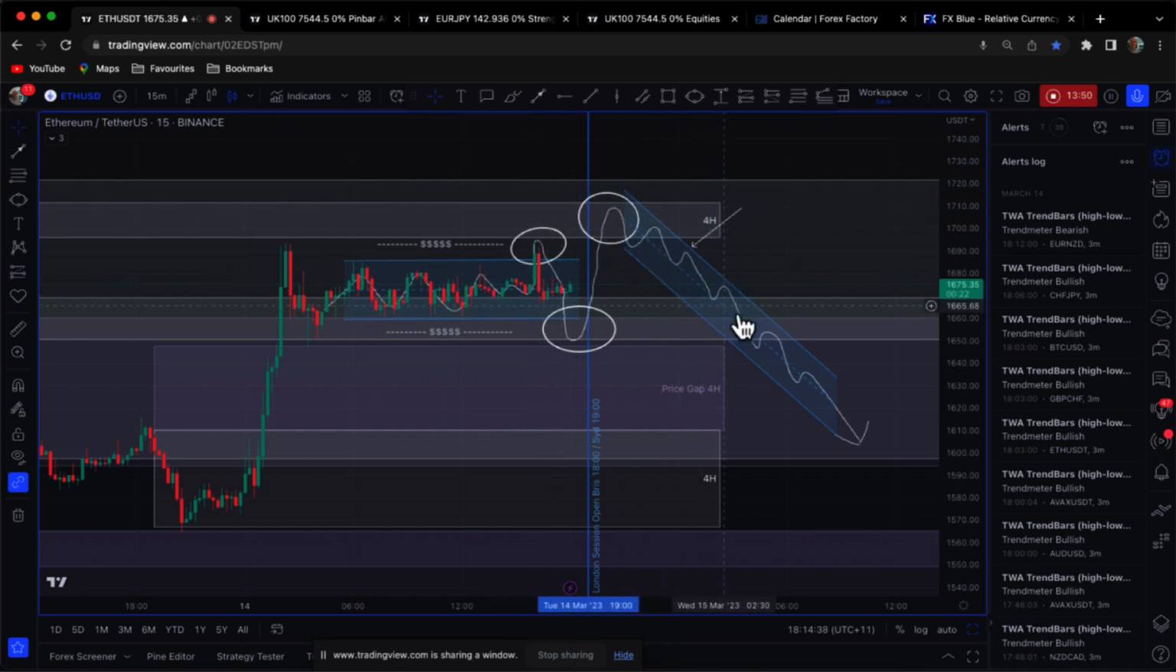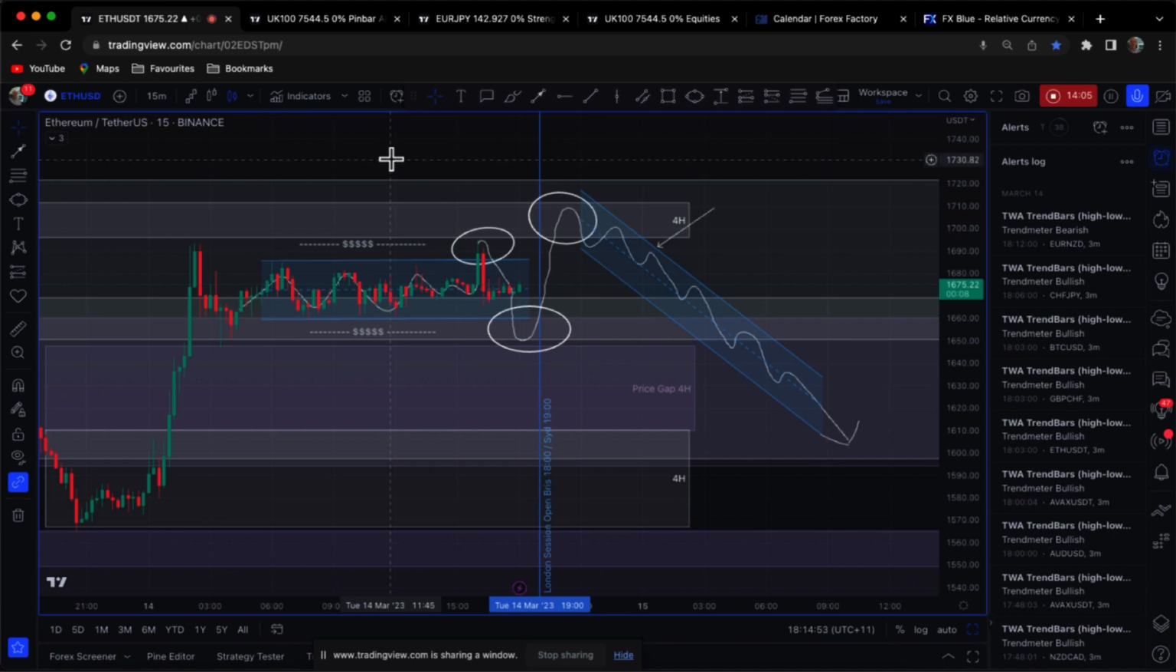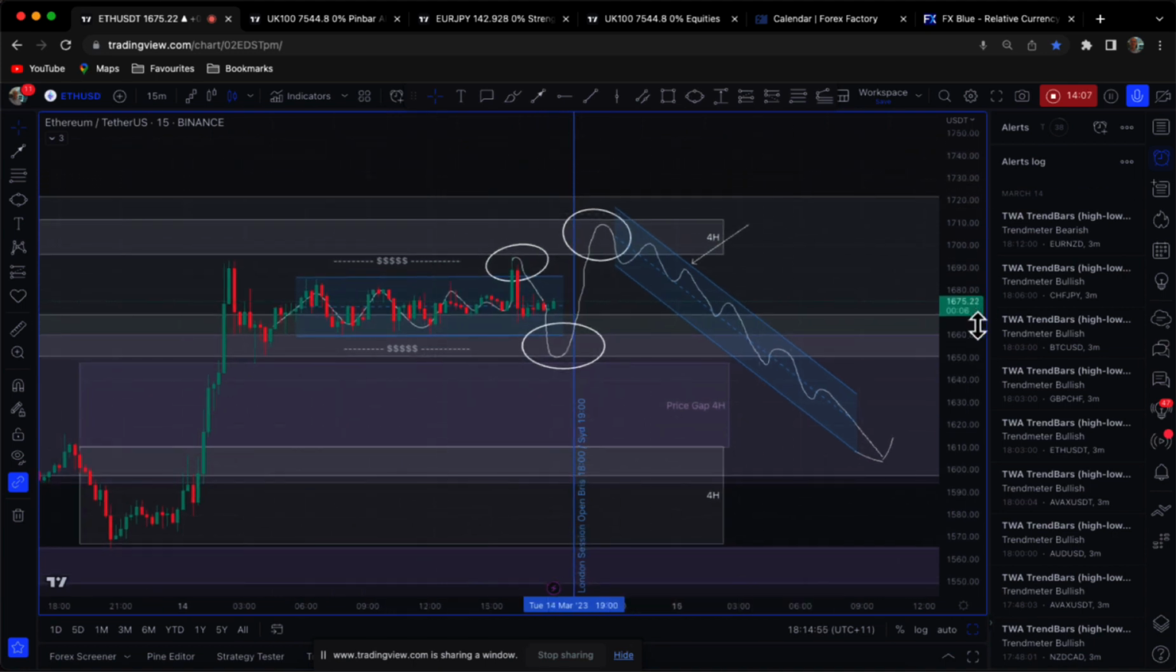If it starts to trade under, you can put your stop loss above the high here and keep it fairly tight. This price gap, and then we've got this balance area under here. That would be the target. So let's see if we get that. Guys, I think that more or less wraps it up. That's my take on the euro dollar.